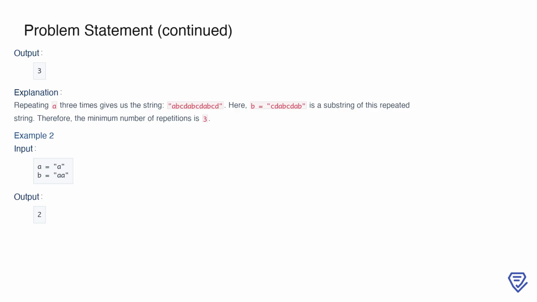In the next example, we have a simpler case where A equals A and B equals AA. Repeating A twice gives us AA, which contains B. Hence, the output here is 2.